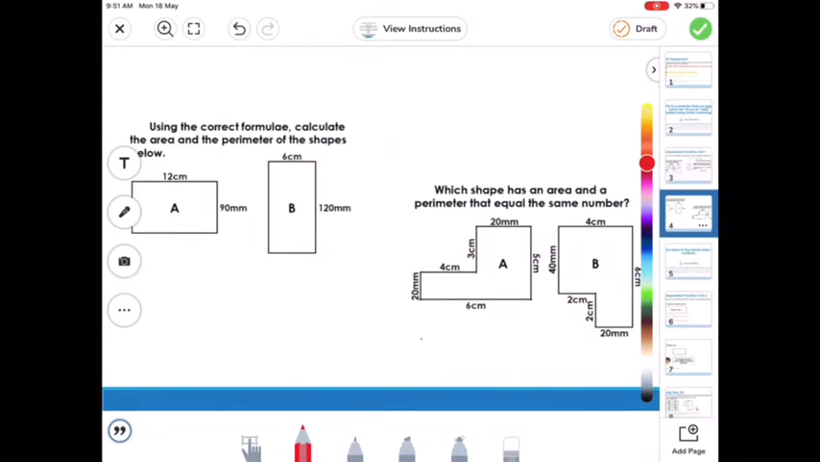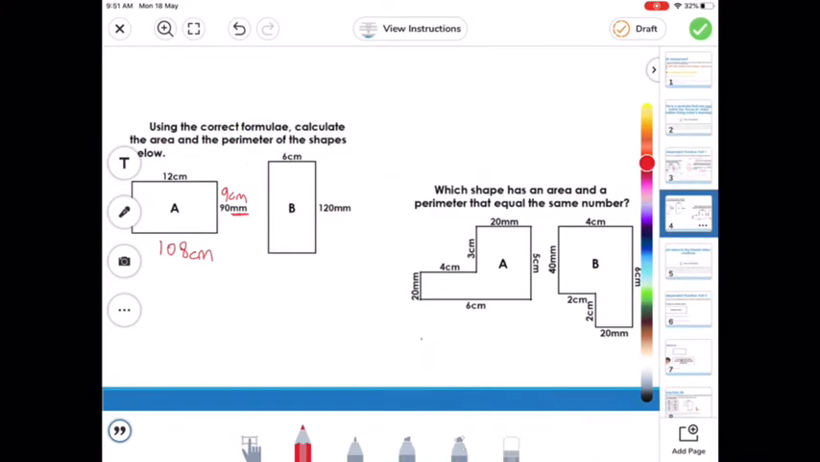Use the correct formula to calculate the area and perimeter of the shapes below. Now with this one here, you need to be careful because this is millimeters, not centimeters. So I'm going to convert that first to centimeters. So we are using just centimeters. This is 9 centimeters. And then I simply do 12 times 9, which is 108 centimeters. Or if you converted it to millimeters, it'd be 1080 millimeters.